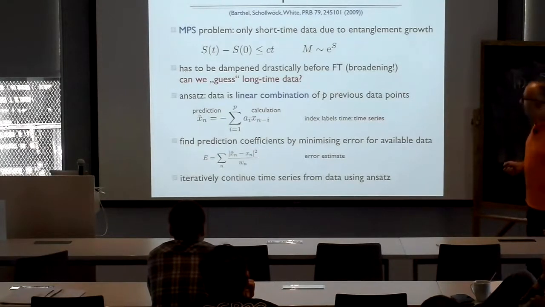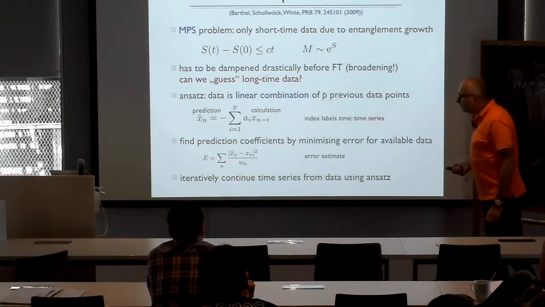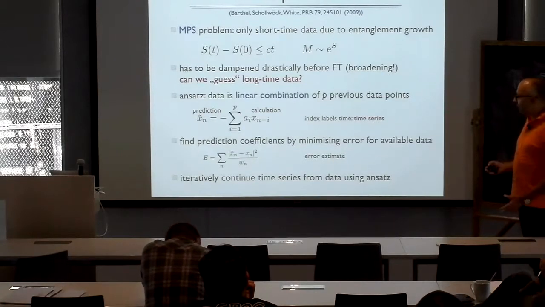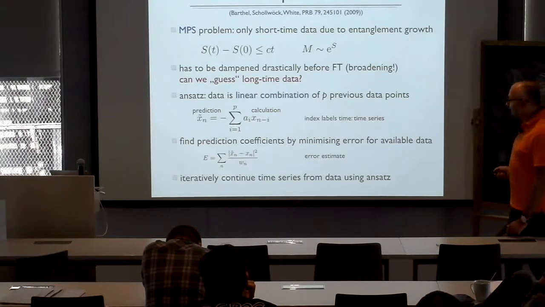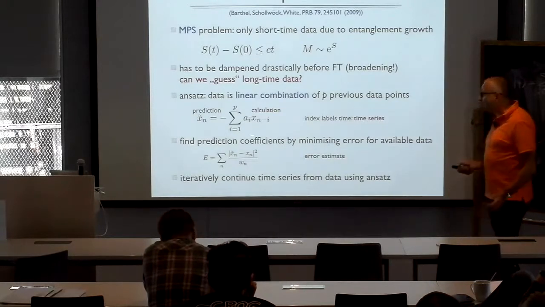And the ansatz which we use is incredibly stupid and simple. It just assumes that if you have a time series of data points x_n, where n is a time index, then the next point in time is simply a linear combination of, say, the last 10, 20 data points, where the coefficients don't change over time. This is, of course, the big assumption, that they don't change over time. Perhaps it's a stupid ansatz, but let's make it.